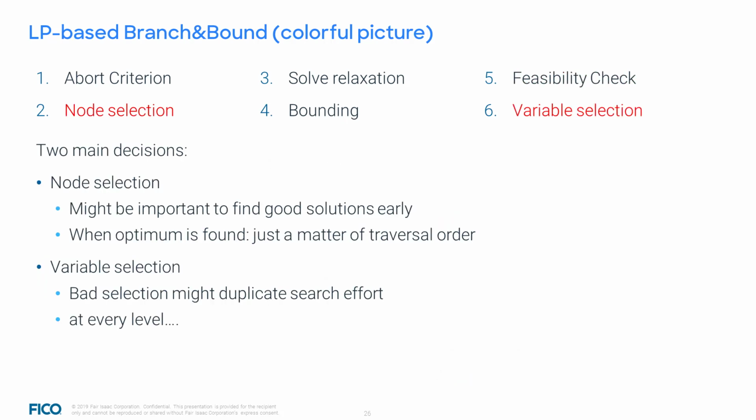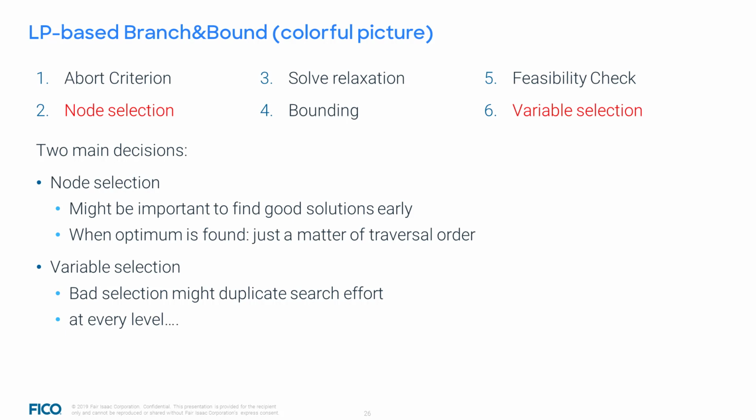There are two main decisions that are taken within LP-based branch-and-bound. The first is the node selection. Which subproblem do we consider next? And the second is the variable selection. Which fractional variable do we branch on? Among these two, the variable selection is clearly more important in practice, whereas the node selection mainly determines in which order the tree is processed.